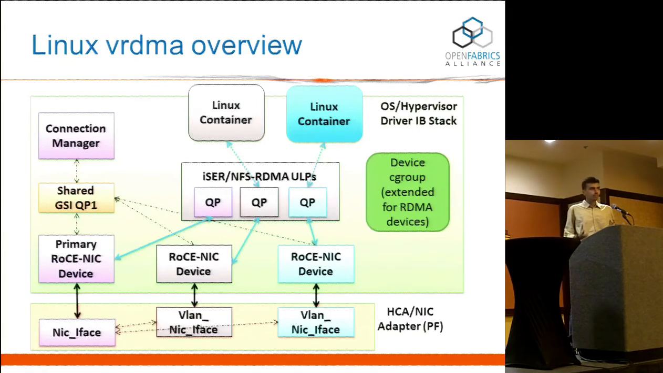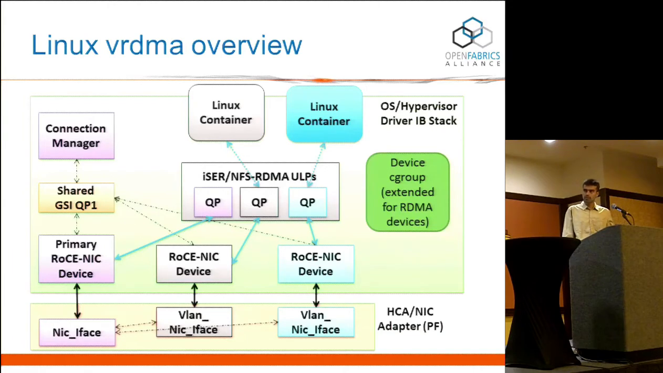Since we have this basic understanding of NIC virtual ports, shared GSI Q pair, and single RoCE device, I'd like to walk through some of the Linux vRDMA prototype work which is in progress right now. It's primarily support for extending RDMA devices to Linux containers, which is a buzzword and is getting a lot of attraction right now to get deployed in cloud deployments.